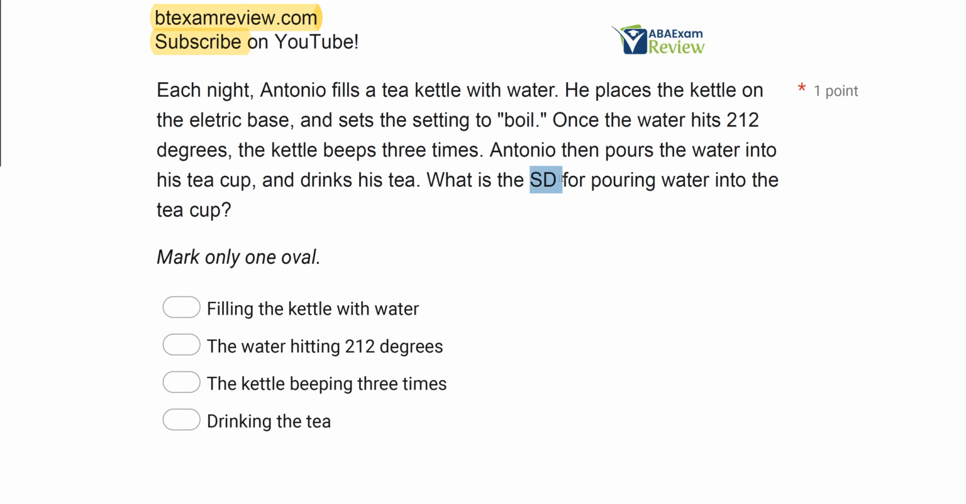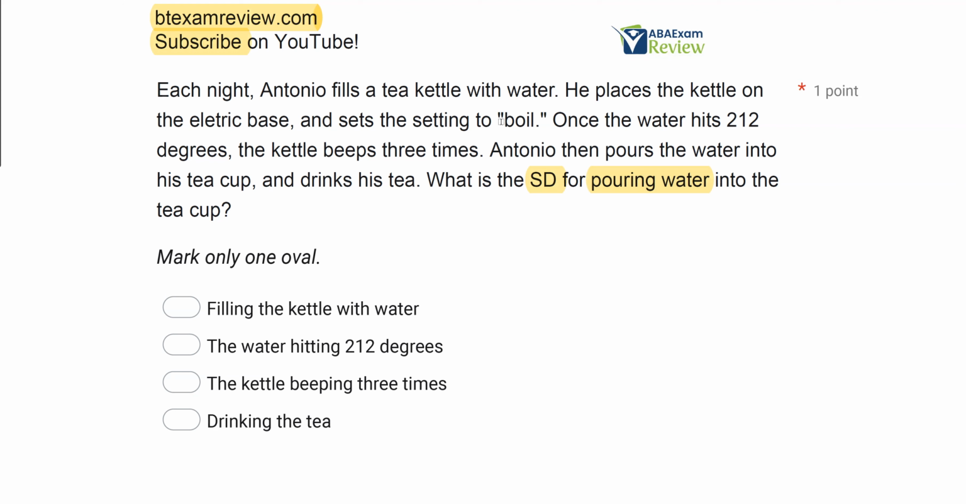All right, the SD, or the discriminative stimuli. 1, it's an antecedent, and 2, it's going to evoke a certain response. And so typically when you're looking for the SD, you're looking for what's coming right before the response. So in this case, the response is pouring water into the teacup. So let's break down Antonio's chain. He fills the tea kettle with water. He places the kettle on the base, sets the setting to boil. So each one of these items are discrete parts of this chain, so to speak.